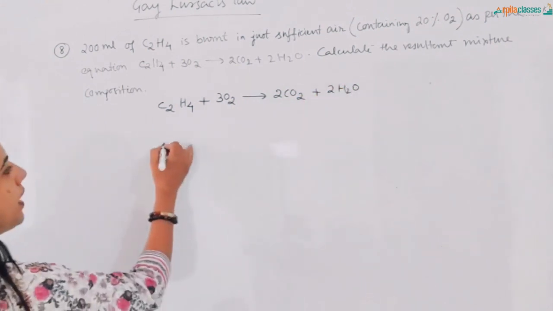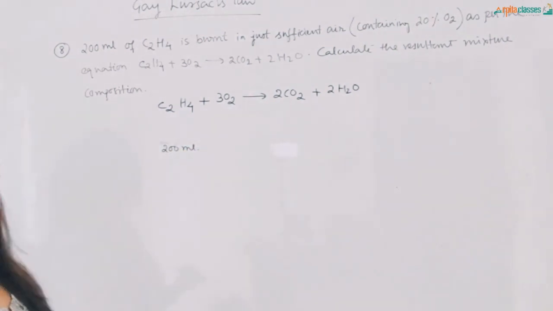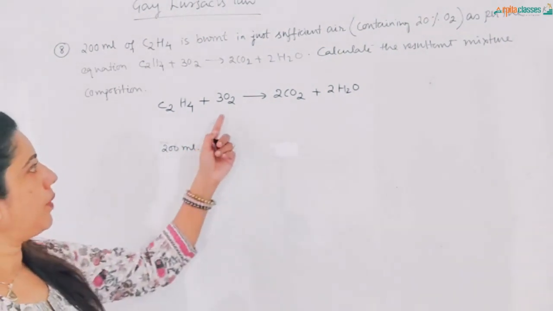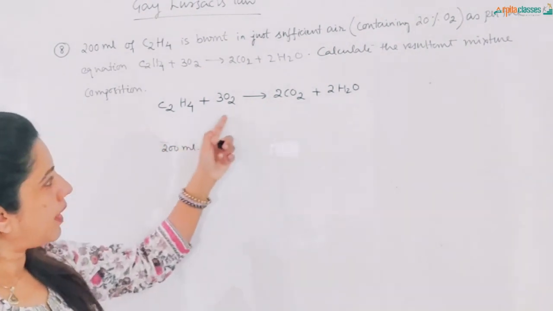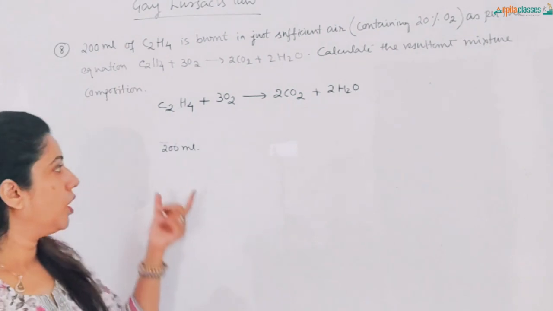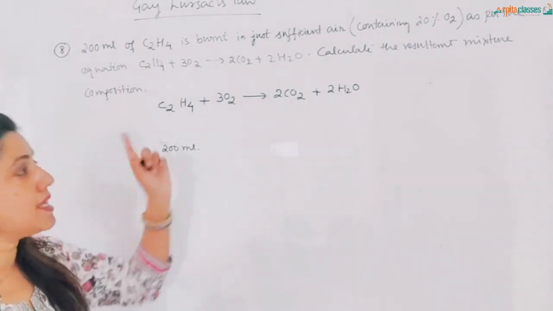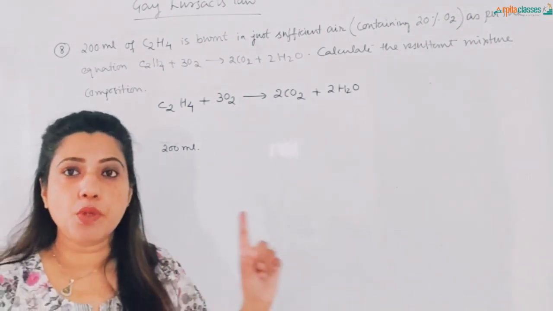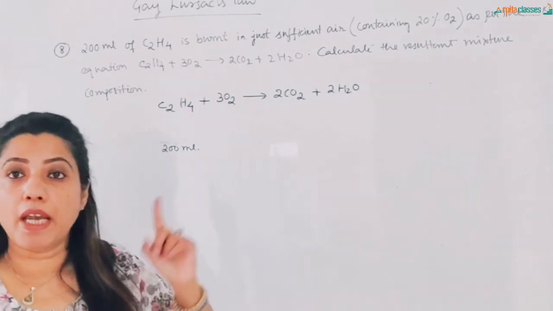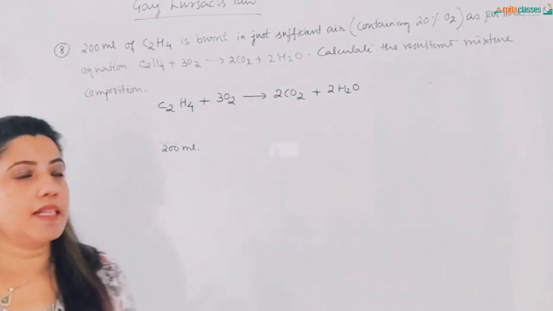You have been given 200 milliliter of C2H4 burnt in just sufficient air. So in the reaction we can see C2H4 is reacting with oxygen. So from here we will find out how much oxygen is required to burn 200 milliliter of C2H4, and since 20% oxygen is present in air, considering 80% of nitrogen, we'll see how much air is there and then we'll find out the rest of the part, that is nitrogen.